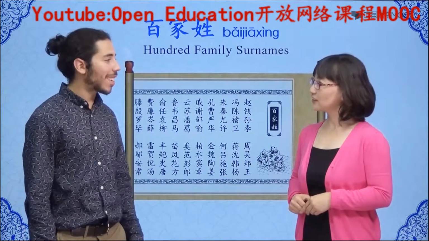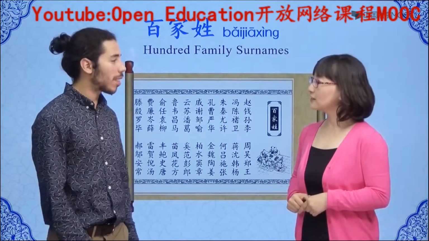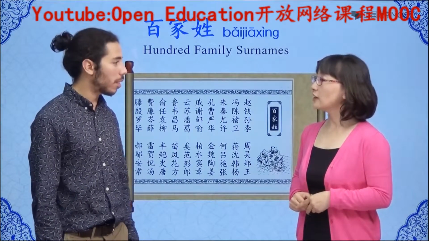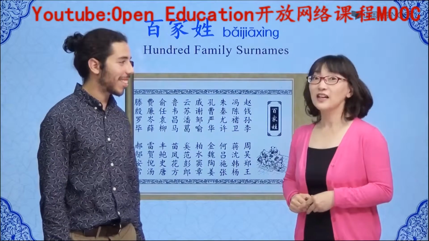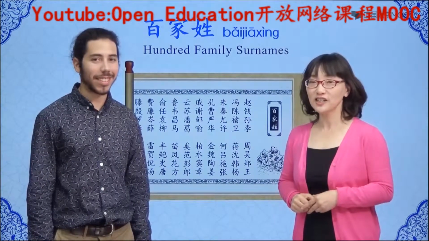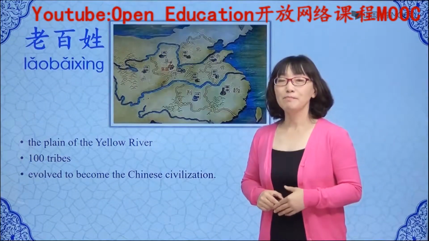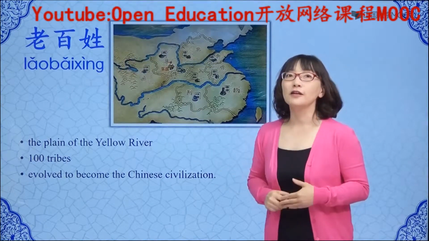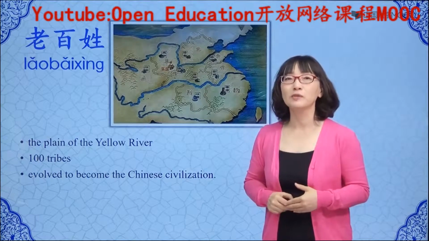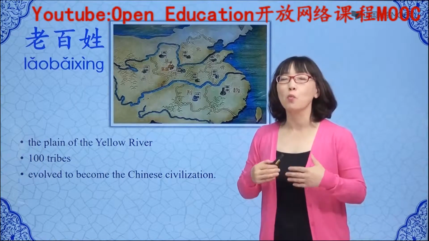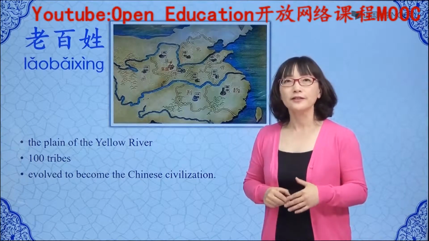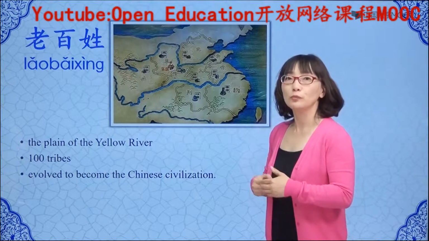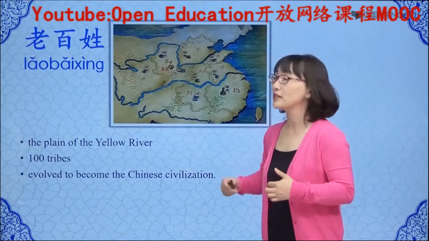Speaking of 百家姓, this reminds me of a term that I've learned when studying Chinese, 老百姓. It seems like this term refers to the Chinese people. Yes, that's true. That term originates from an ancient legend. Many years ago, along the plain of the Yellow River, there lived several large tribes, formed an alliance which consisted of roughly 100 tribes. Hence, the origin of this term. It is believed that this group of tribes eventually evolved to become the Chinese civilization.